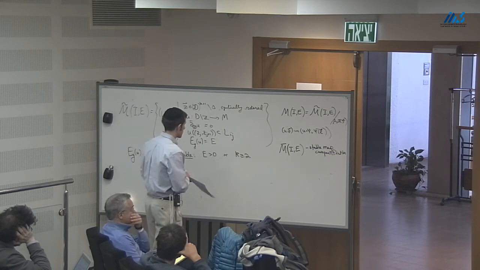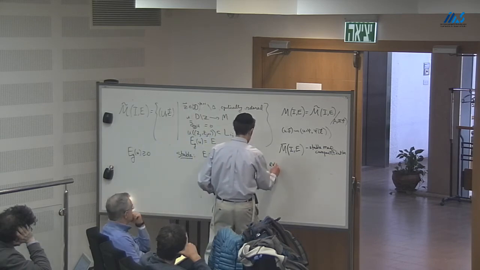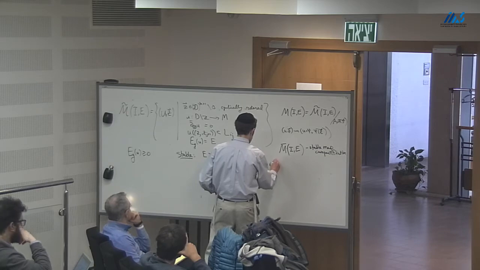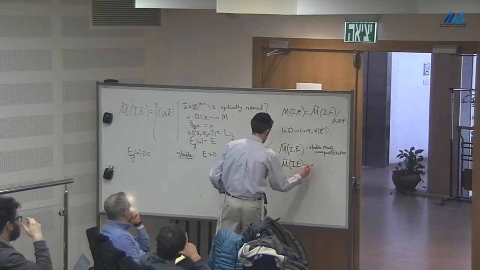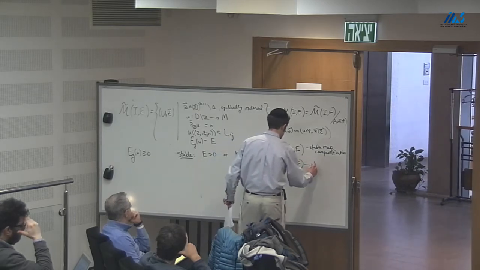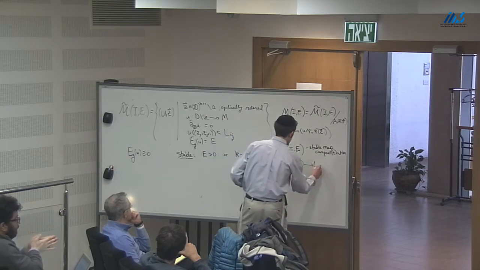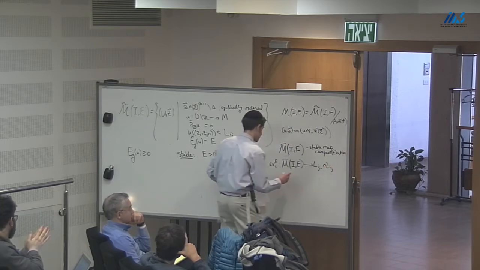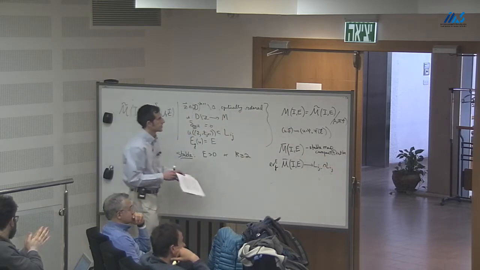And I still have all my evaluation maps as usual, which map this thing to the intersection of L_{i,j-1} and L_{ij}. Let's call this J here. Okay, so they extend.